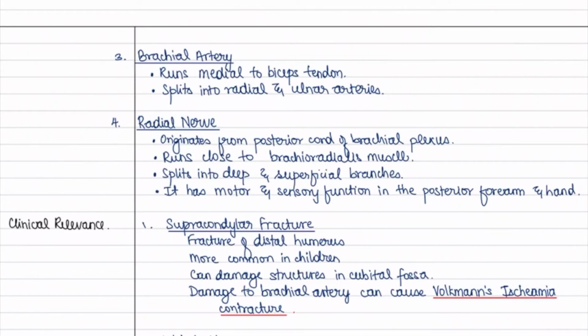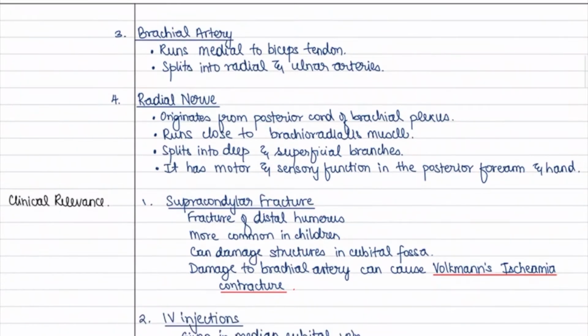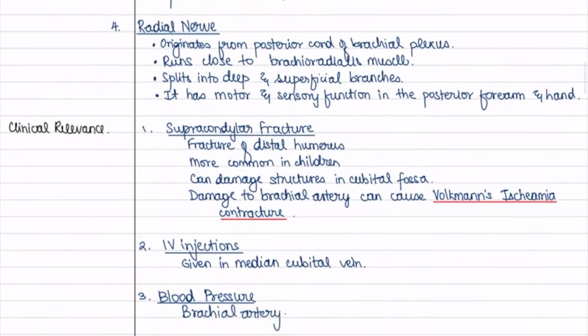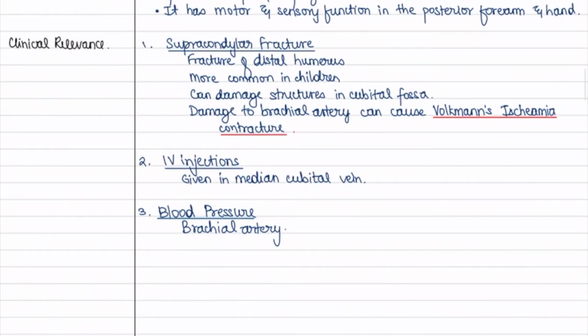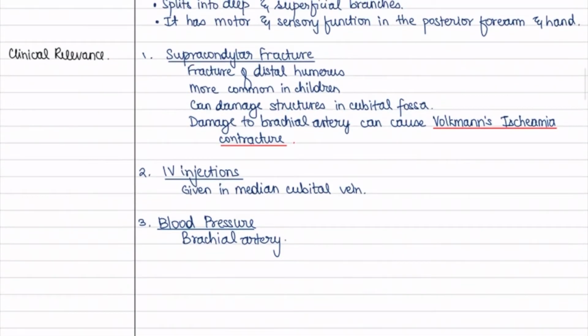No answer is complete without studying the clinical relevance of it. Number 1, we have supracondylar fractures. These are fractures of the distal humerus. It's more common in children and can damage structures in the cubital fossa. Damage to the brachial artery can cause Volkmann's ischemic contracture, where there is contraction of the flexor aspect of the arm and forearm because of damage to the brachial artery, which leads to ischemia of the muscles.